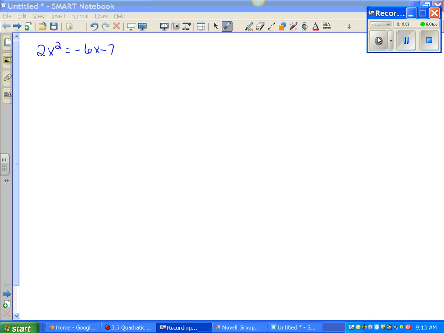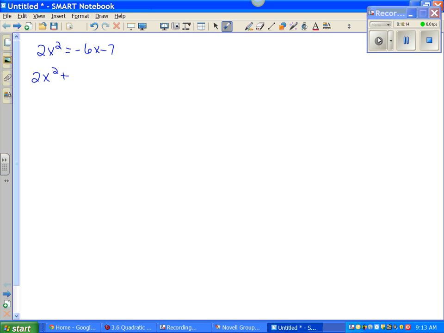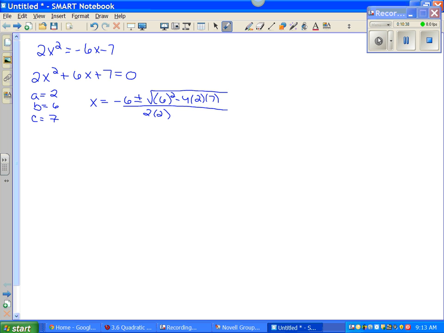Okay, guys, let's talk about this. You got to start by putting it in standard form. Is it in standard form? What do you want to move? That's fine. We can move the 6 and the 7 by adding them both over. Are you okay with that? What's A? What's B? And what's C? Okay. x equals negative b plus or minus the square root of b squared minus 4ac all over 2a. Okay, so the plugging it in part should be easy by now, yeah?